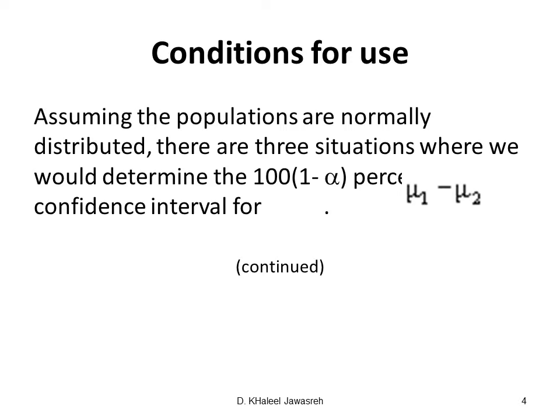There are three situations where we would determine the 100 times 1 minus alpha percent confidence interval for mu1 minus mu2. I will recall again, in 100 times 1 minus alpha, alpha could be 5% or 1% or 10%. The main assumption is that those two populations are normally distributed. This is the main assumption.